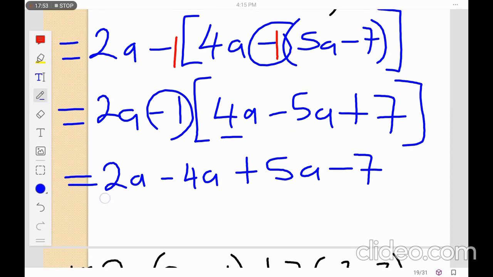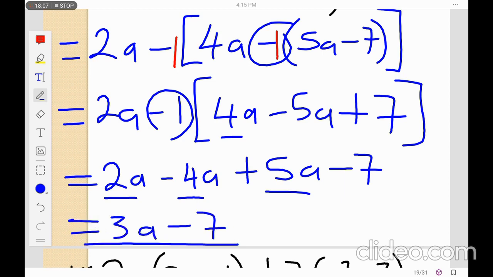Plus 2 minus 4 plus 5, what do we get? We get 7 minus 4a, we get 3. So I've got 3a minus 7. This becomes the final answer.